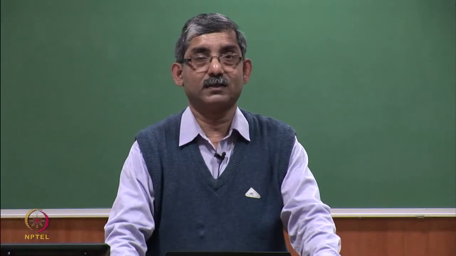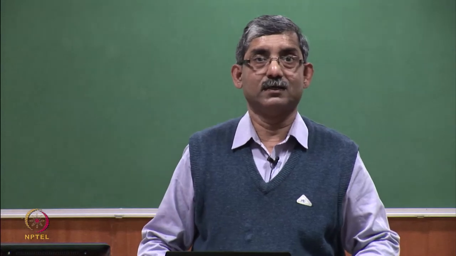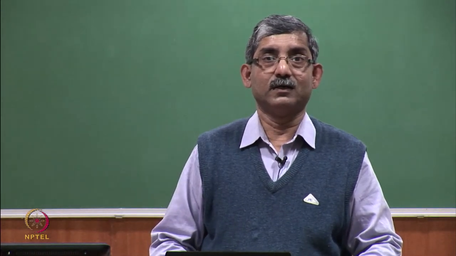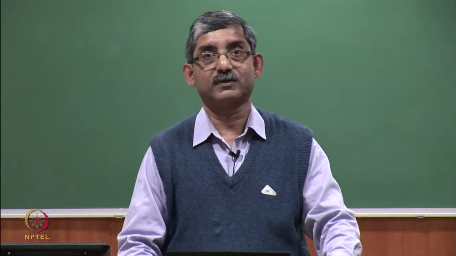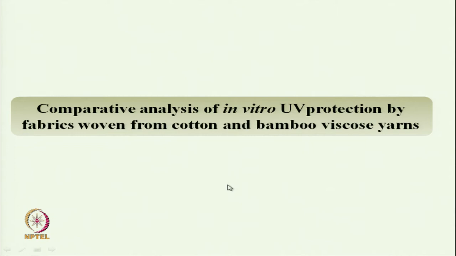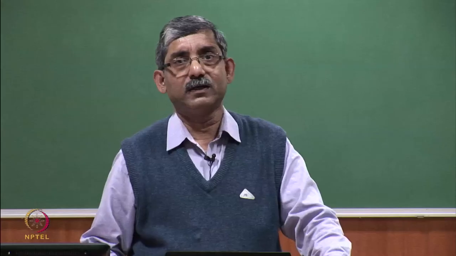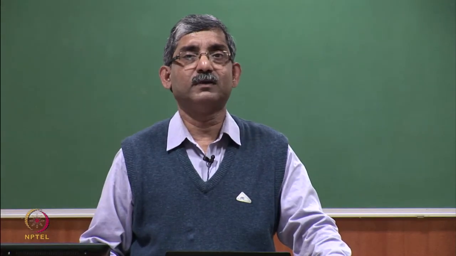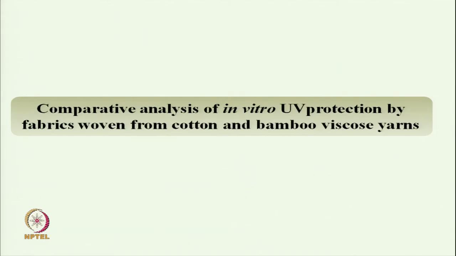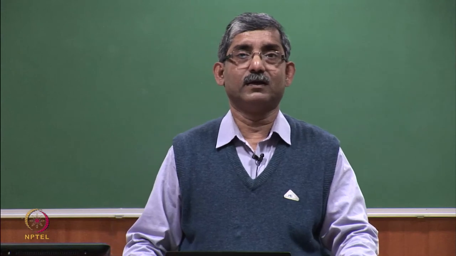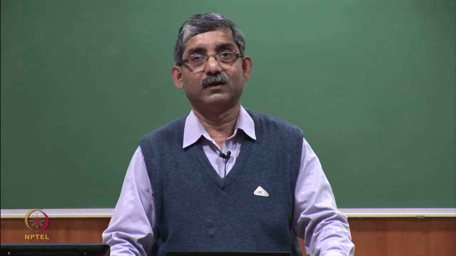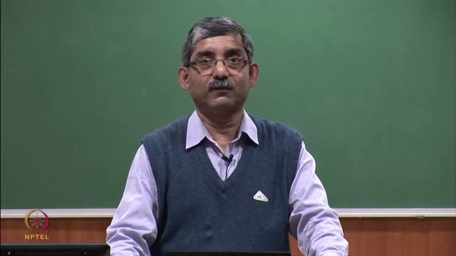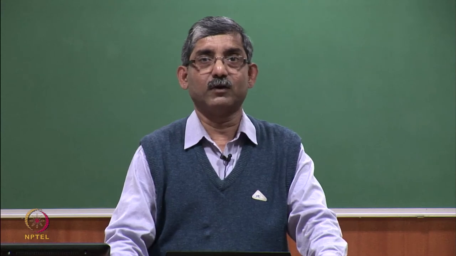Now, we will discuss different research studies to engineer fabric to improve the UV protective performance. First, we will see a comparative analysis of in vitro UV protection by fabric woven from cotton and bamboo viscose yarn. It is reported in literature that bamboo viscose has inherent UV protection performance. To reconfirm this conception, bamboo viscose fabrics were produced along with cotton fabric.